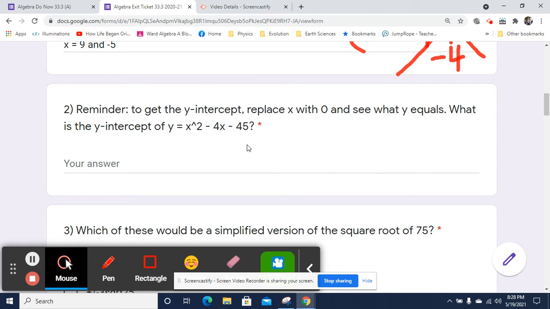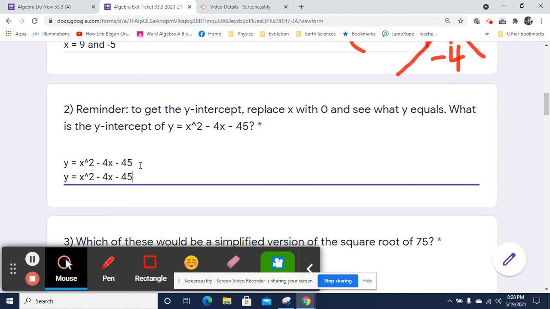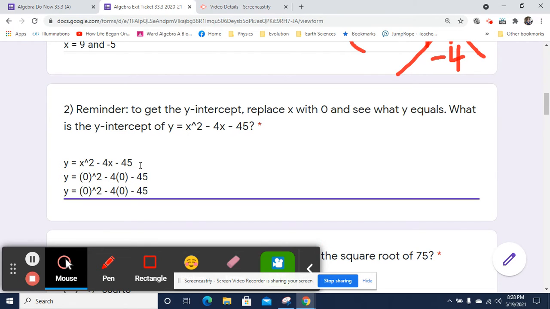Then how do we get the y-intercept? A reminder: replace x with 0 and see what y equals. Basically, when you replace x with 0, you're going to see what survives in the equation, because 0 is the great annihilator. So there's the equation, and I'm going to replace x with 0 wherever it shows up. 0 squared is, of course, 0. Negative 4 times 0 is just 0. So we've got a whole lot of 0 minus 45.